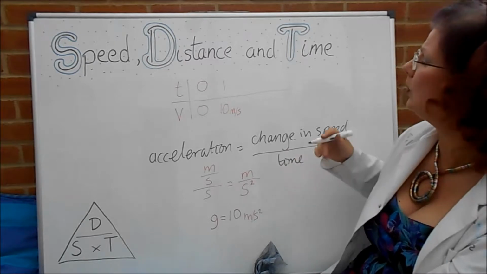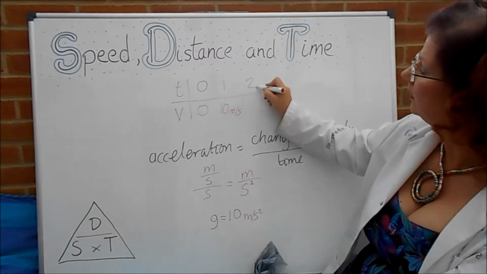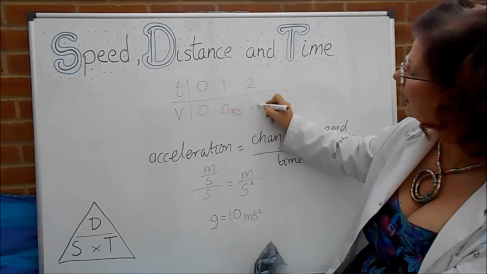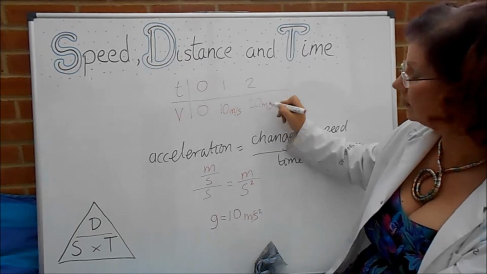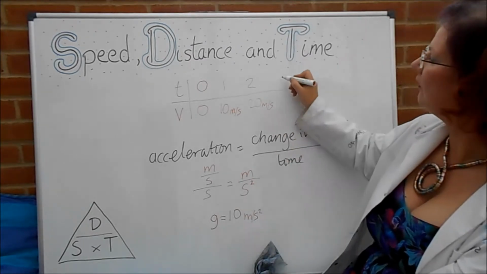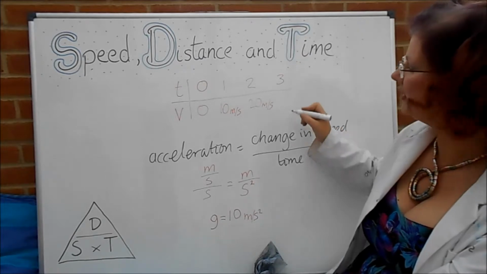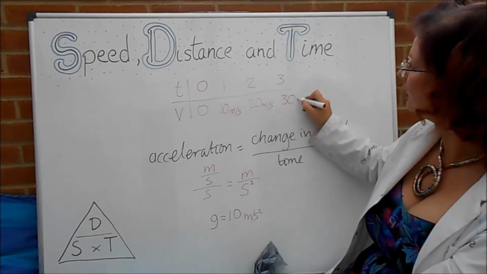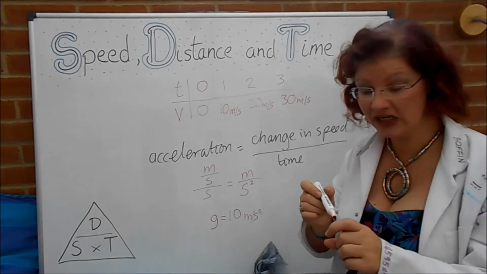We all have them handily, don't we? After 2 seconds, you'd be travelling downwards at 20 metres per second. After 3 seconds, you'd be travelling downwards at 30 metres per second, and so on.